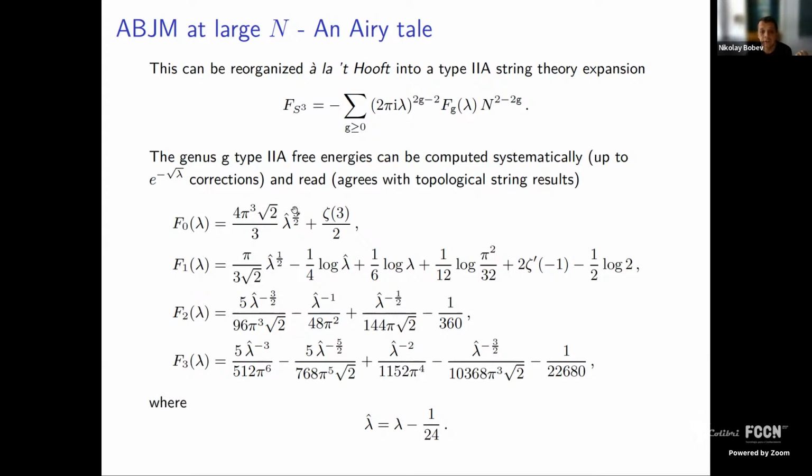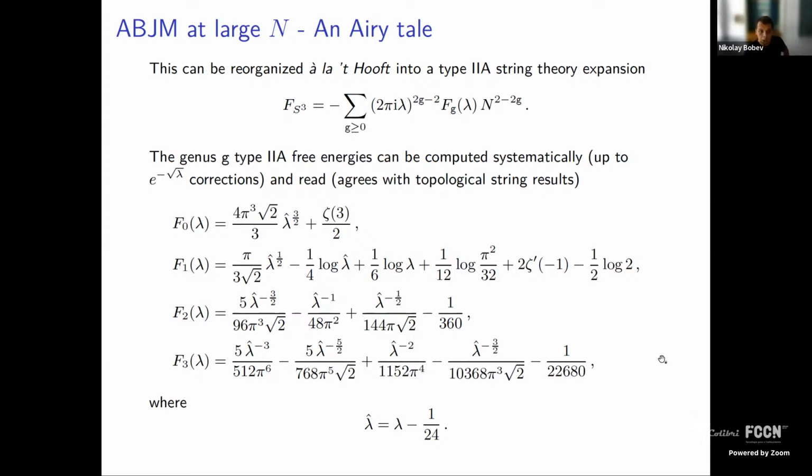And you can really resum at any genus that you want. You can write down explicit expressions. So what I'm missing here are both e to the minus square root of n corrections, as well as e to the minus square root of lambda corrections. So I'm missing worldsheet instantons and D2 brane instantons. Another thing to note here is that these simple free energies of the string are expressed not in terms of lambda, but in terms of lambda hat, some shifted version of lambda.